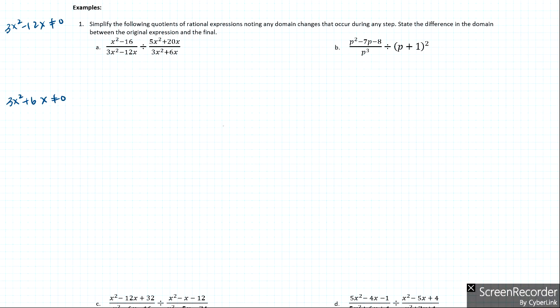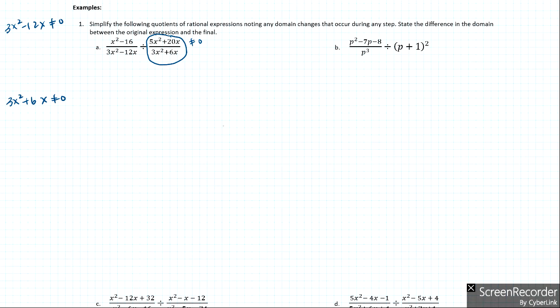But in addition, when we're doing division, we always want to make sure what we are dividing by is also not equal to 0. So entirely, we're saying this whole thing cannot be equal to 0. Otherwise, we would be dividing a rational expression by 0. That's going to be undefined. And because of this, we want to make sure this whole expression doesn't equal 0.